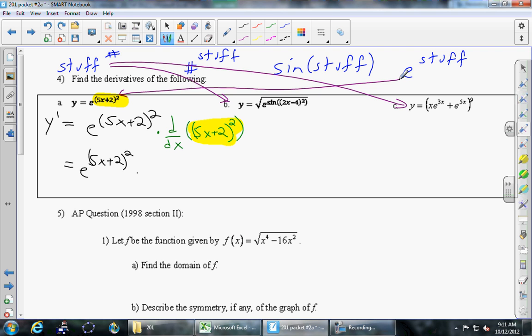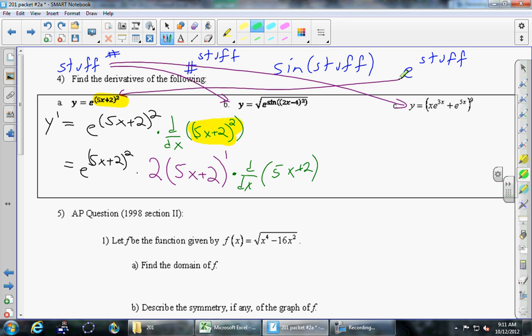What do we do? We bring the power down. This is our power rule. So what comes down in the front? It's a 2 times the stuff. So don't change that. That 5x plus 2 is sitting there. What's the new power? 1. And then I'm going to really show details here and say times the derivative of some stuff. But the stuff has changed. What is the new stuff for this stuff to a power? It's the 5x plus 2.